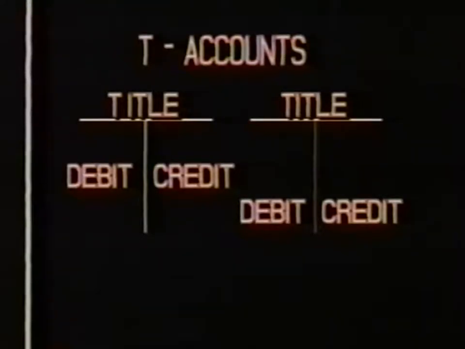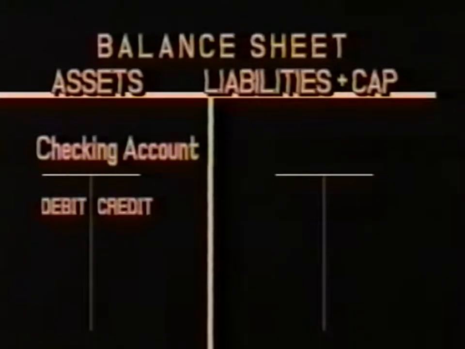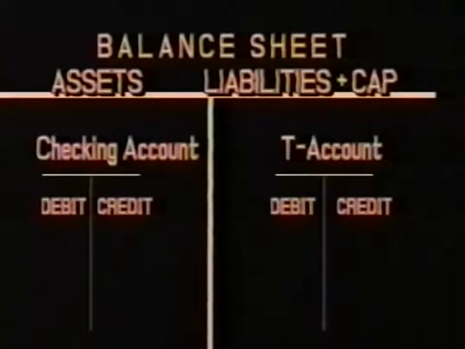These T accounts have three parts: a title, a left side called the debit side, and a right side called the credit side. If the T account represents an asset account, say a checking account, then the T account would rest on the left side of the balance sheet where all assets sit. On the other side of the balance sheet, the opposite applies. T accounts that show liabilities or capital rest on the right side of the balance sheet.